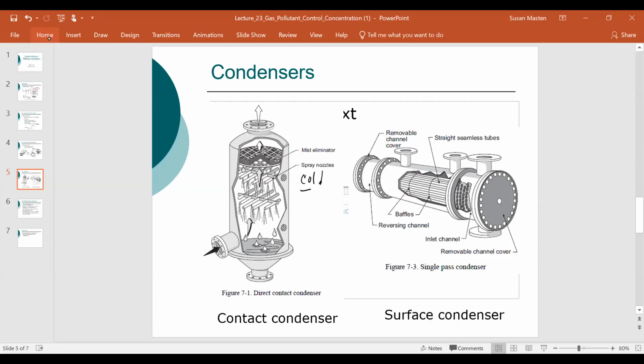And then the non-condensed vapors exit the condenser, and they would either be released to the atmosphere, or treated with some other additional treatment. Typically, these are operated in series with multiple units so that we can improve performance.